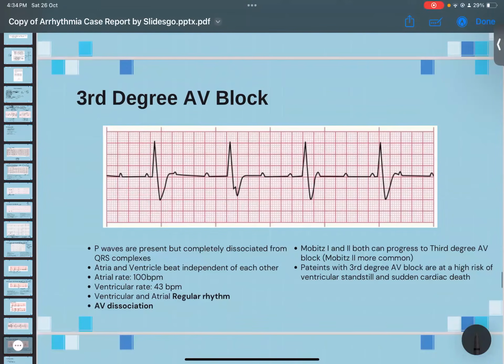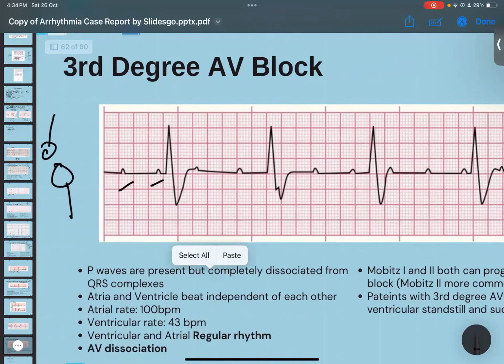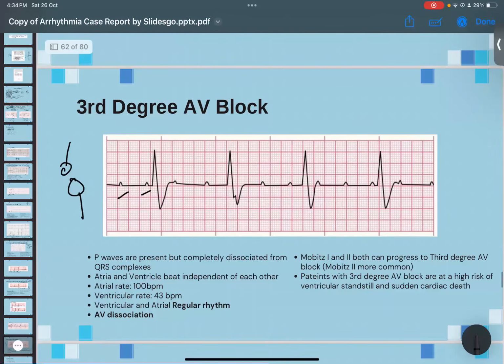Now here, as you can see, the P waves are present, but they're completely dissociated from the QRS complex. Similarly, the atria and the ventricles are going to beat independently of one another. So the atrial heart rate is going to be different. The ventricular heart rate is going to be different. And the way you will calculate the atrial heart rate or the ventricular heart rate is basically like RR intervals between these, and you divide that. Okay, so 60 divided by the RR interval.